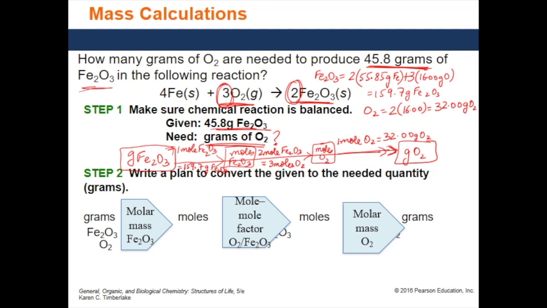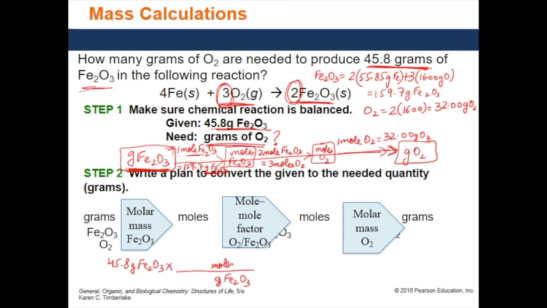So now we have our solution map. Now we can start solving and begin with what's given. What's given to us is 45.8 grams. So I start with 45.8 grams of Fe2O3. Now I want to cancel the grams of Fe2O3. So I divide by grams of Fe2O3 and convert it into moles of Fe2O3 right here. I'm using the first conversion factor.